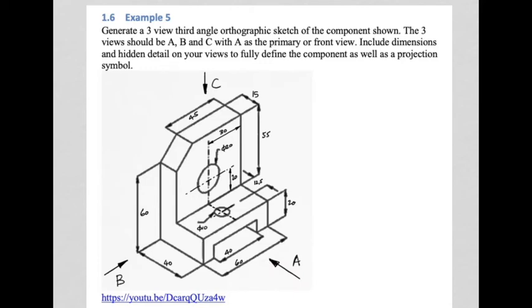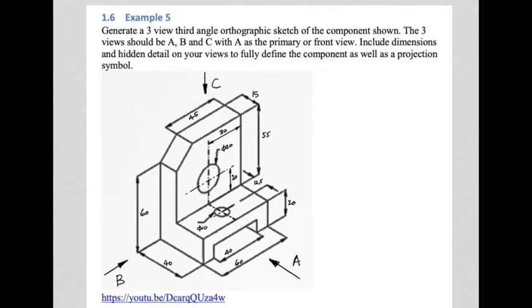Include dimensions and hidden detail on your views, and here's the important part: to fully define the component, you must put in a projection symbol. Fully defining the component is vital, because if you were giving this to somebody to manufacture, they would need to be able to manufacture it solely from the information you've given them, and they shouldn't have to contact you for further information. So that's how we check if that's been achieved.